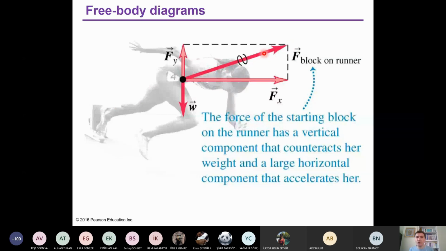This normal force has two components. One is along the y-axis and the other one is along the x-axis. The y component of the normal force applied by the block is equal to the weight. Then along the y-axis, the net force acting on this runner is 0, but we have a net force acting on the runner along the x-axis. Due to that force, the runner accelerates. Any question here? Is it clear for you?